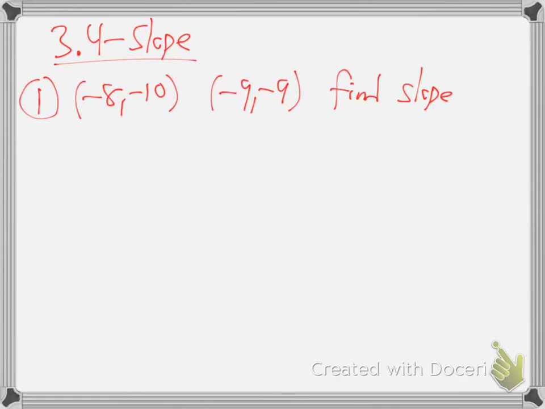Okay, so they're giving me a couple of points like that. So we're in 3.4. We'll go a little ways. We're not going to finish 3.4. We'll go a little ways in 3.4. So they're giving me a couple points, and they want me to find the slope between them.